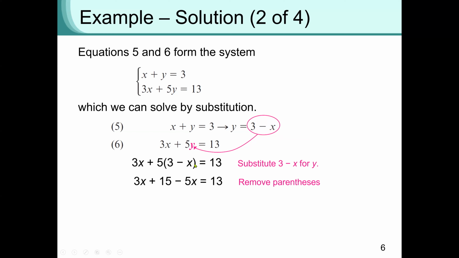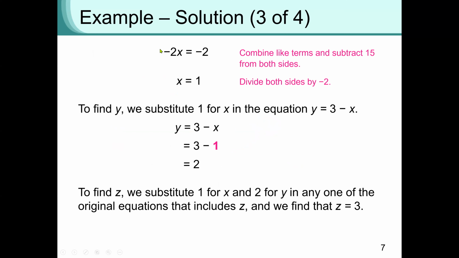So we open the parentheses, we get 5 times 3, which is 15. 5 times minus x will give us minus 5x. Combine the like terms, we get 3x minus 5x, which will give us minus 2x. Then 13 minus 15 will give us minus 2 also. So we get minus 2x equal to minus 2. Divide both sides of the equation by minus 2, which means x equal to 1.